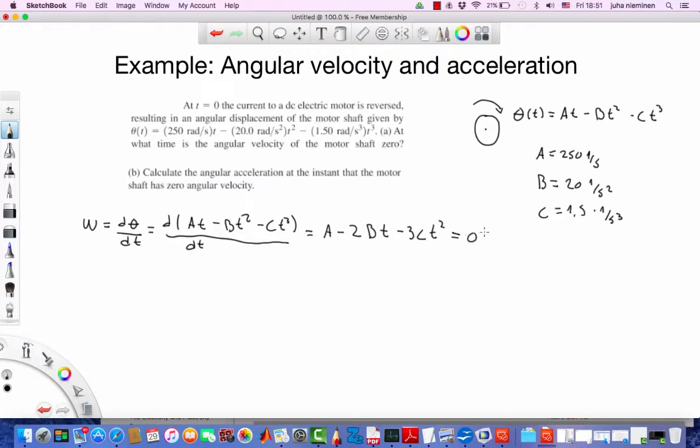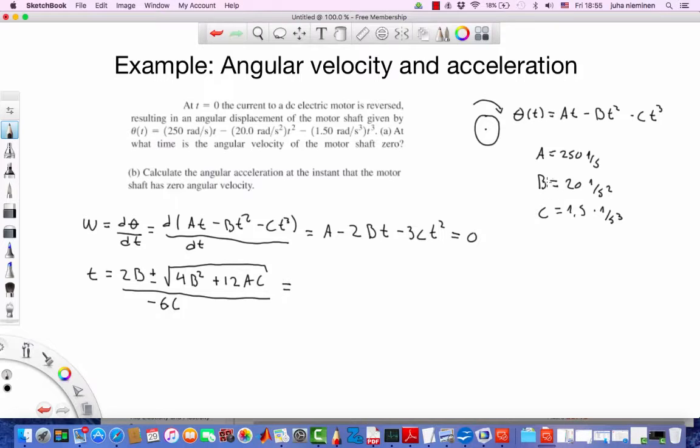And at what time is the angular velocity 0? So we have to solve for this. So this becomes a second order equation, and we get the time to be minus b, so minus the second term 2b, plus or minus the square root of 2b squared, so that's going to be 4b squared, minus 4 times this and this, so plus 12 times ac, divided by 2 times whatever is in front of the second order term, minus 6c.